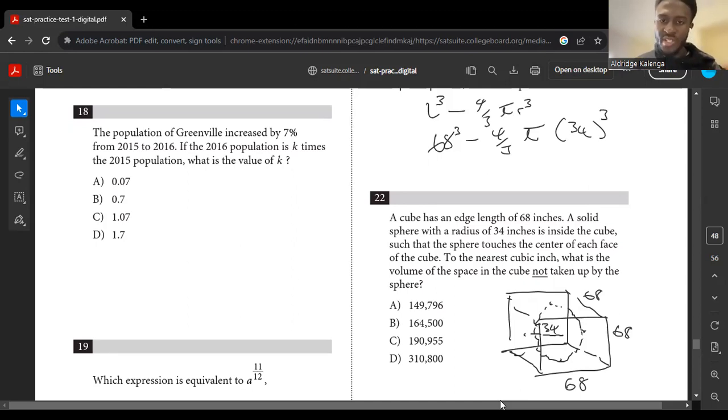Our answer is 149,795 point something. Okay, so we just round it up, right? To the nearest cubic inch. Since it's to the nearest cubic inch, our answer is 149,796. That was 95 point something, so we just rounded up. All right, so our answer is B. So we move on to the next question.